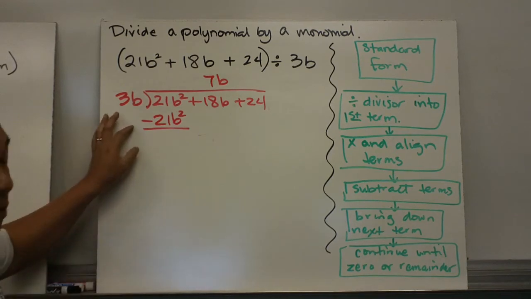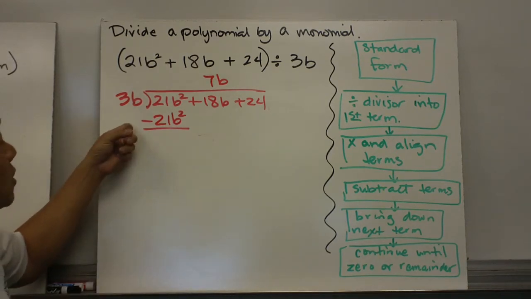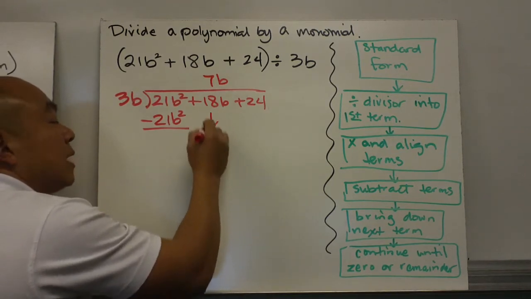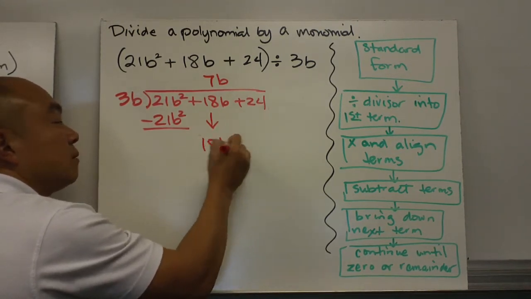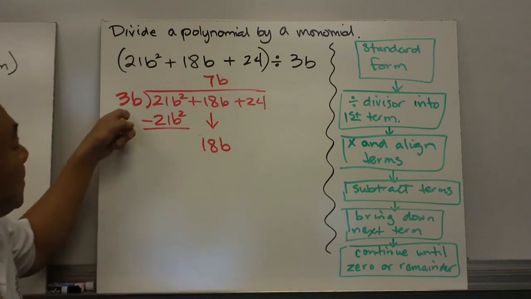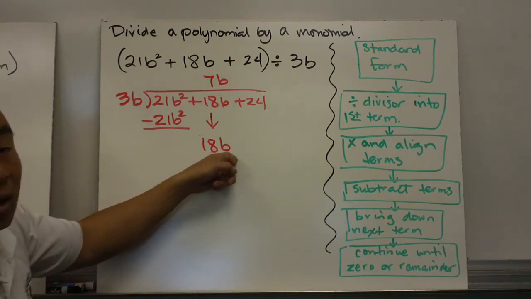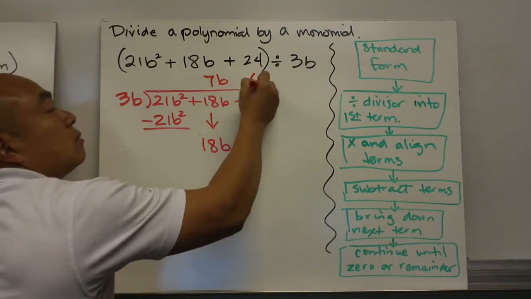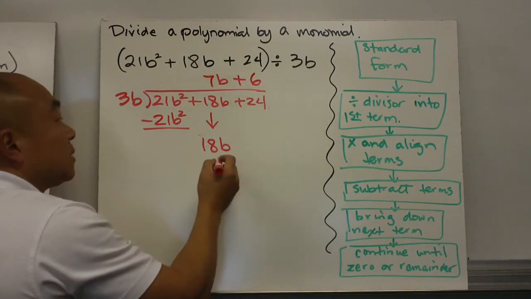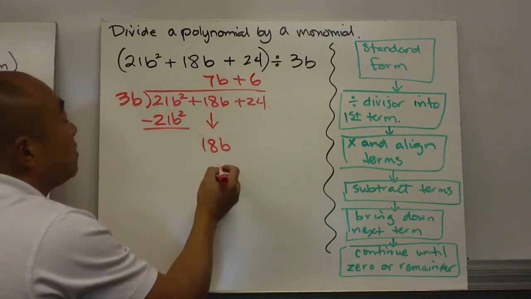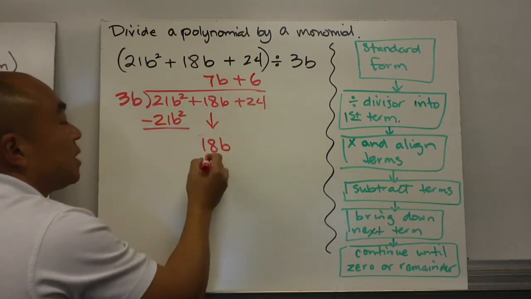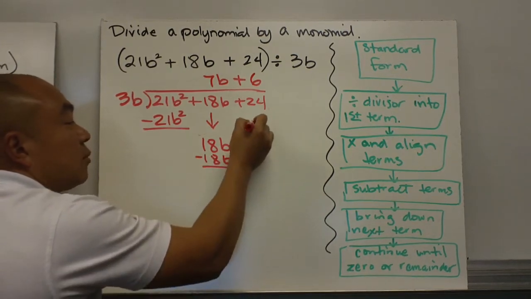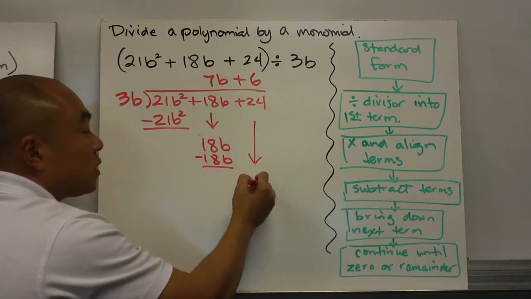And again, same rules apply as you did with whole numbers. You're going to subtract these two terms, and then you're going to bring down the next term. So here I have 18b. Now, what can I multiply to 3b to get 18b? Well, the answer here is going to be 6, a positive 6. I'm going to add 6 to it. So I'm going to multiply 3b by 6. I'm going to have 18b minus 18b, and then bring down my next term. So here I have 24.